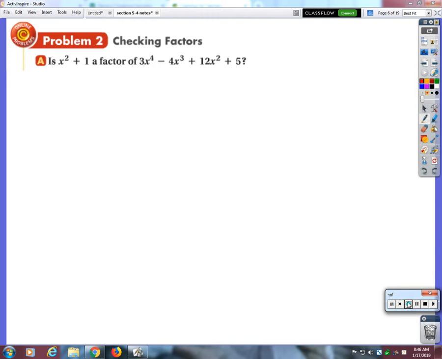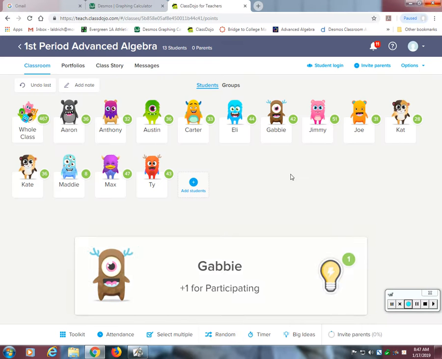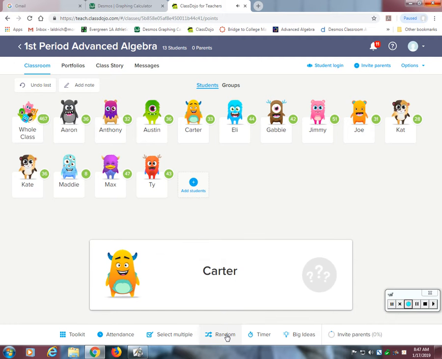Okay, so if it says, is x squared plus 1 a factor of 3x to the fourth minus 1, what they're saying is, if you divide this by this, do you get a remainder or not? And if you do get a remainder, it's not a factor. If you don't get a remainder, then it is a factor. So let's work our way through this one. Give you guys a chance to see the algorithm again.